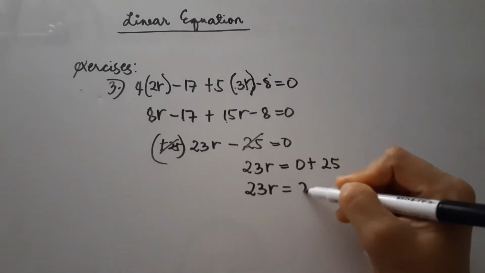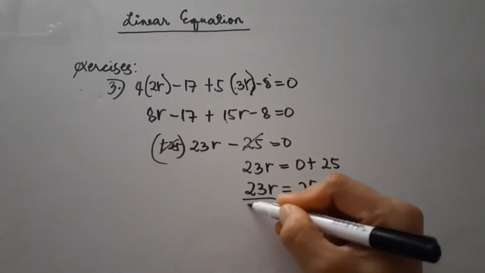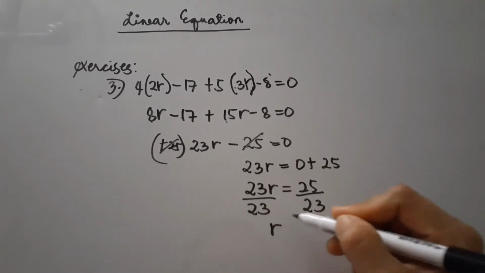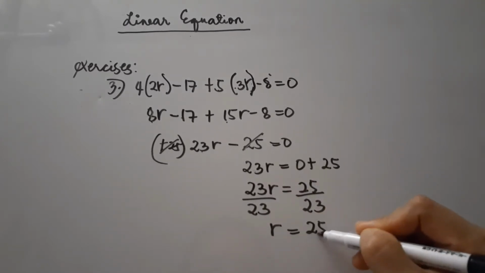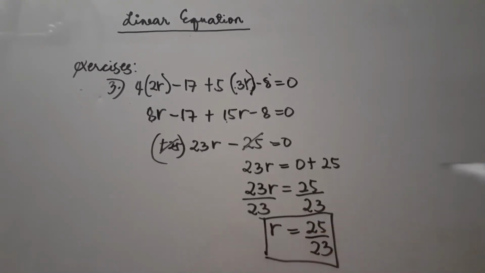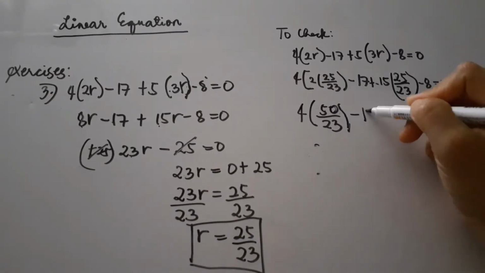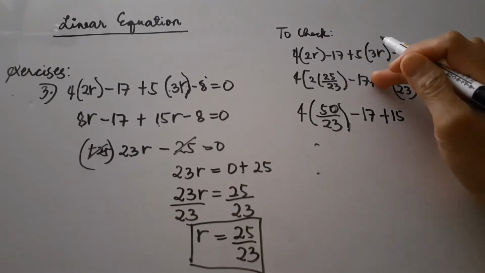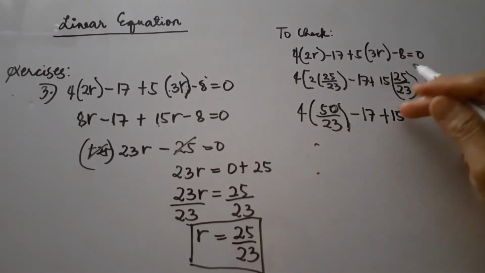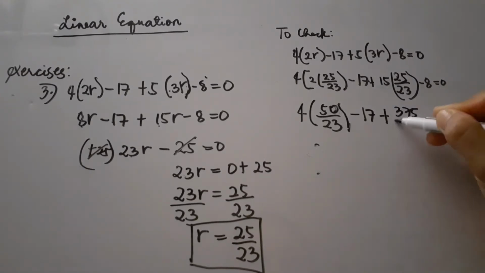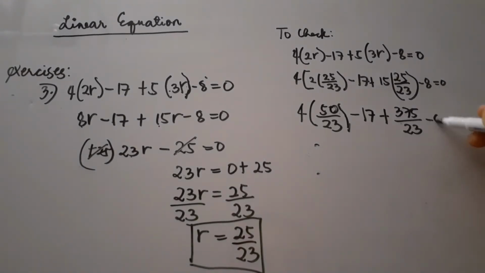23r is equal to 25 over 23. So r is equal to 25 over 23, since 23 over 23 is equal to 1. And then let's check if the equation is correct. So we have 4 times quantity of 2r negative 17 plus 5 quantity of 3r negative 8 is equal to 0.